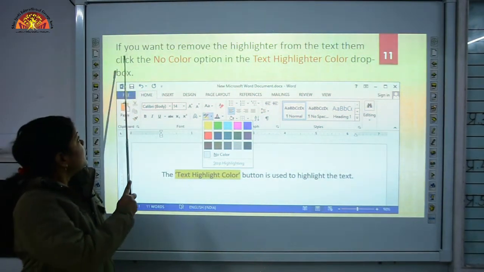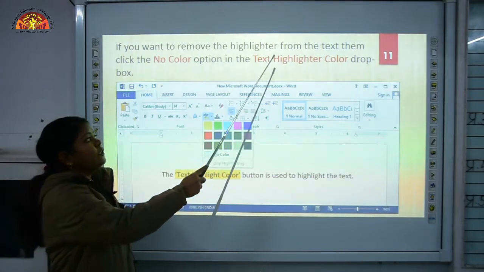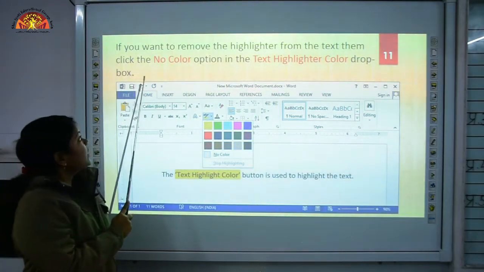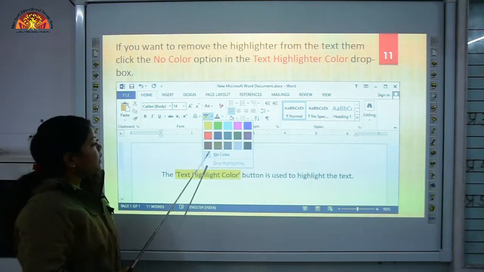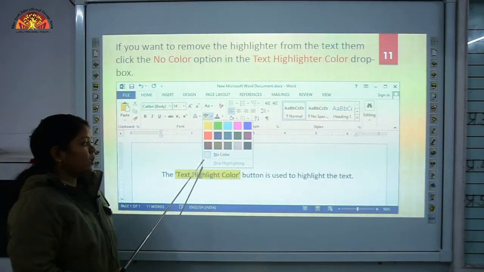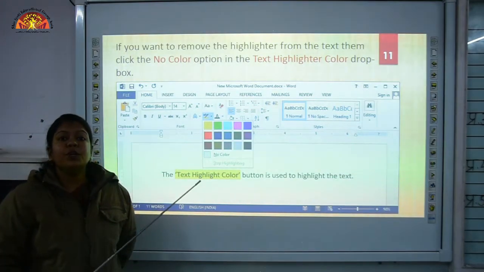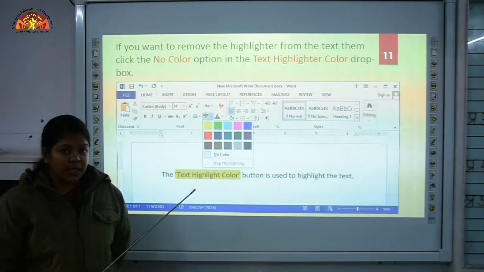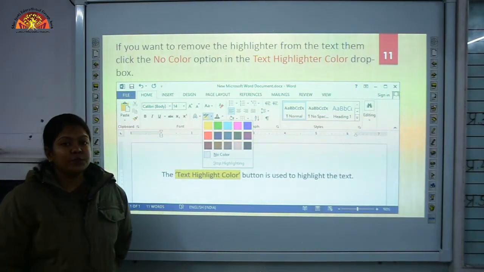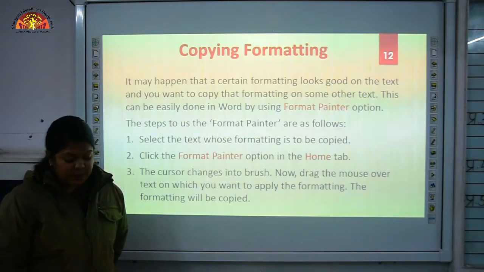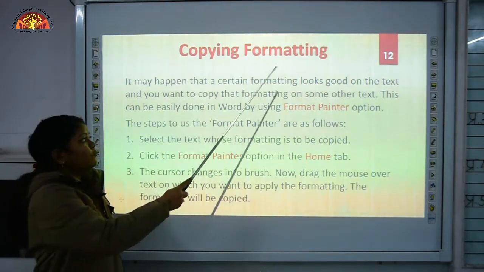If you want to remove the highlighter from the text, then click the No Color option in the Text Highlight Color drop-down box. Here you can see this, students, this is the No Color box. Students, if you want to remove the highlighter color from the text, then you have to click on this No Color option. Okay, now we will move to our next topic, which is copying formatting.